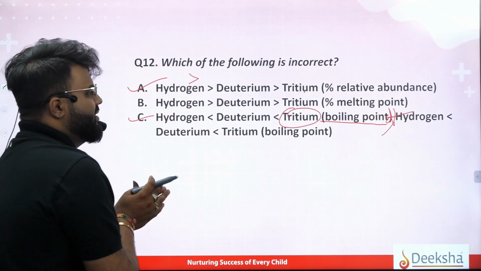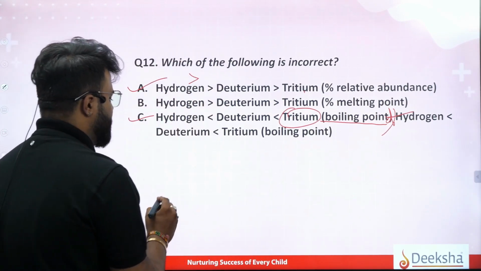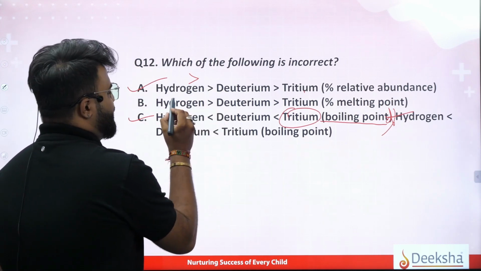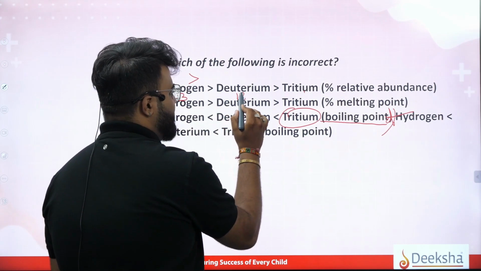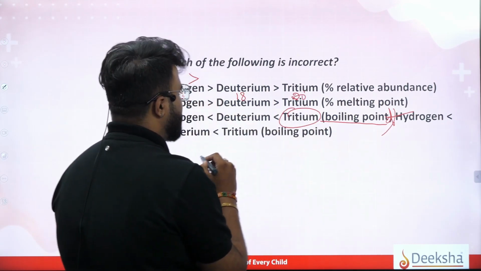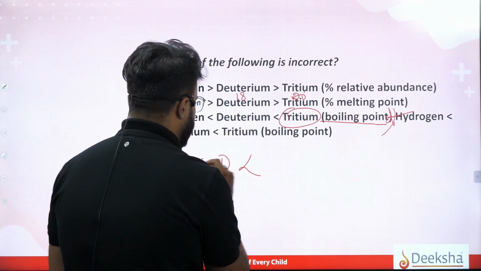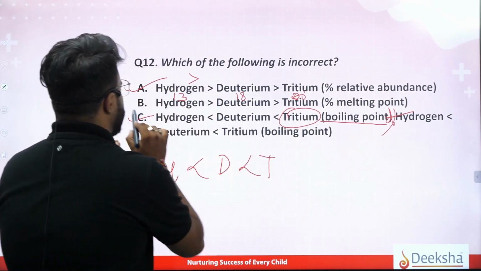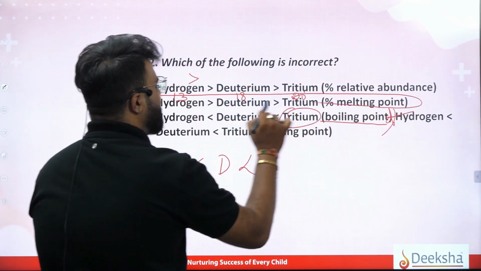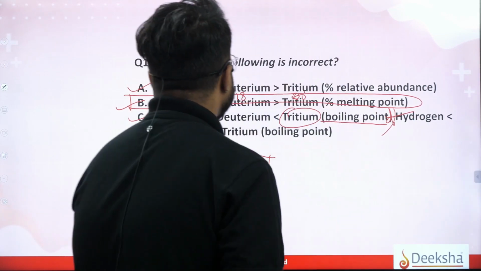Then coming back to option B, where it is giving less, that is melting point. Hydrogen has 13, deuterium has 18 and tritium has 20. Then the symbol should be like this: hydrogen is less than deuterium and deuterium is less than tritium. Then option B will be the correct answer.